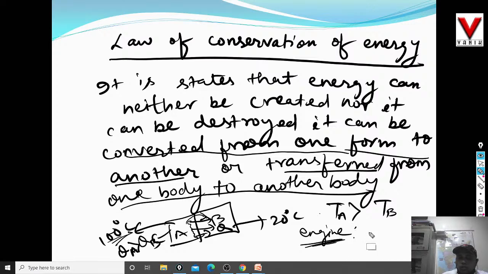Okay, in an engine what happens? Heat energy gets converted to kinetic energy. Okay, heat energy gets converted to kinetic energy. Now be ready. I'll be naming you some devices. You have to tell me which energy is getting converted to which form of energy.